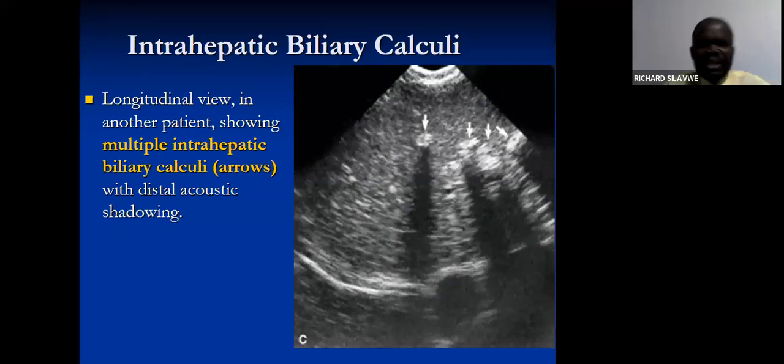Intrahepatic biliary calculi: you can also find the stones in the duct within the intrahepatic biliary system. So this one here is just showing us the stones. You can see the acoustic shadowing, the dead shadow that is coming down there posterior to the stones.